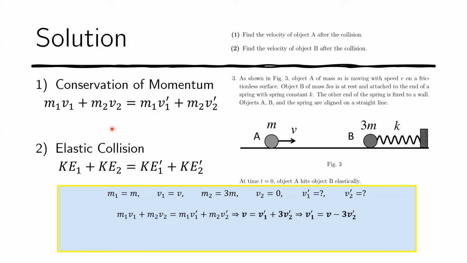So here we just used the conservation of momentum. We just replaced the variables here, and so we get this equation here. And now we get v1 in terms of v2.